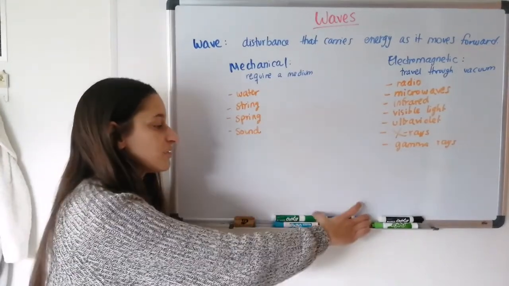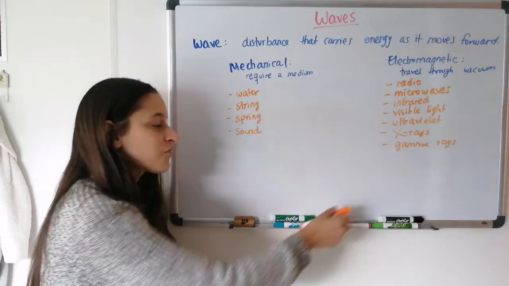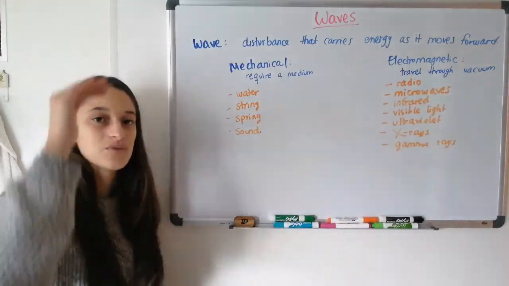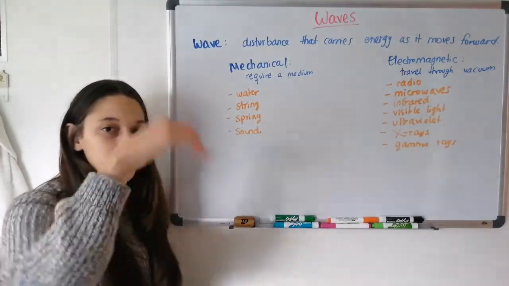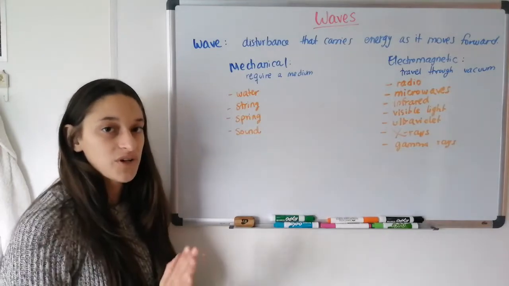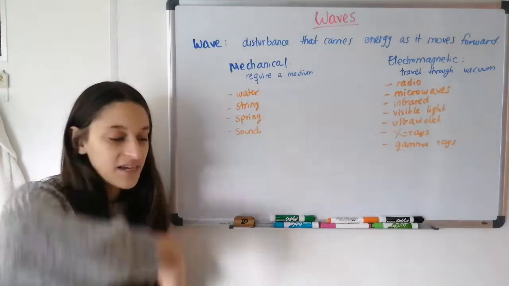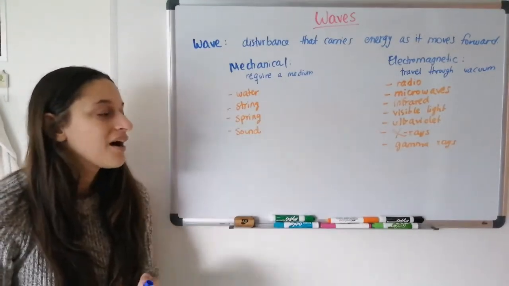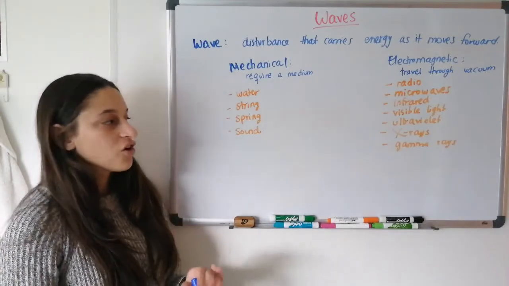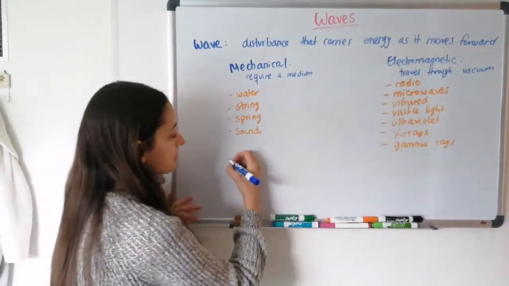Another way to divide waves is by how they oscillate. So oscillate is when the wave moves up and down, up and down. Each time it goes up and down, it's one complete oscillation. Up and down, one complete oscillation. So how they oscillate. Some of them are called transverse waves.